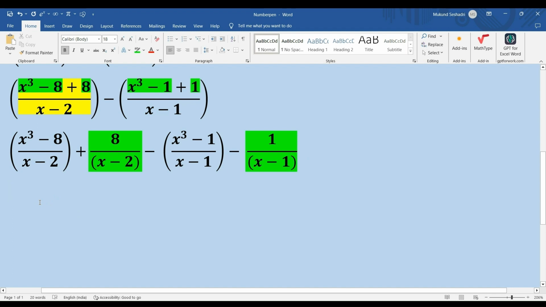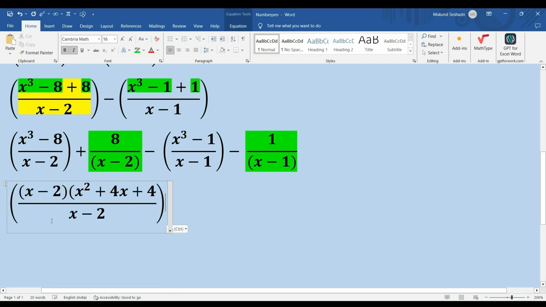So I'm going to apply the a³ − b³ formula to this particular expression. a³ − b³ equals (a − b)(a² + ab + b²), right? So in the first expression, my a is x and my b is 2. And in the second expression, (x³ − 1)/(x − 1), my a is x and my b is 1, right?